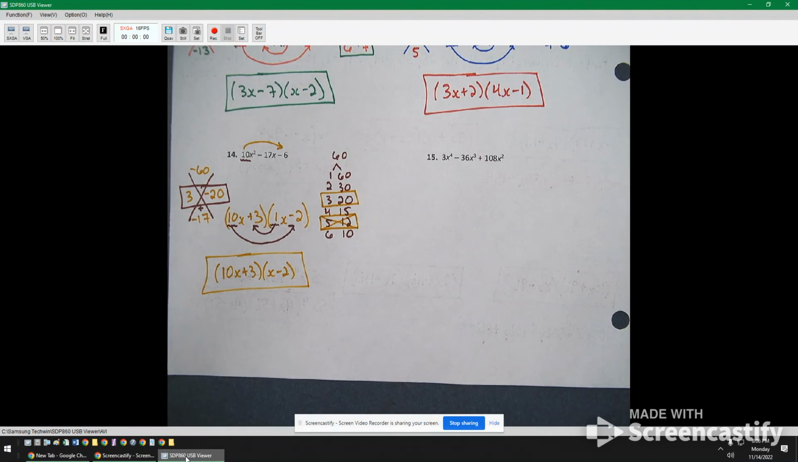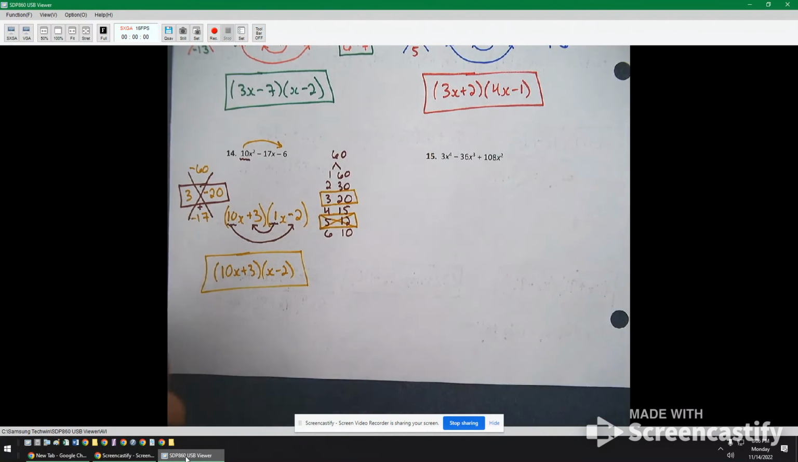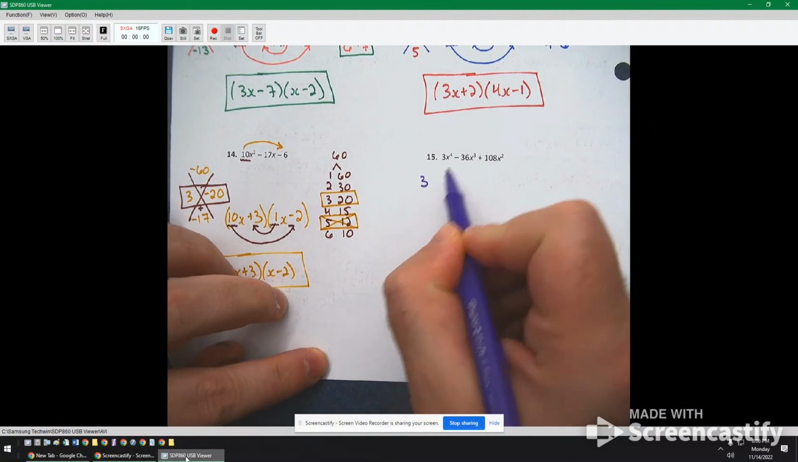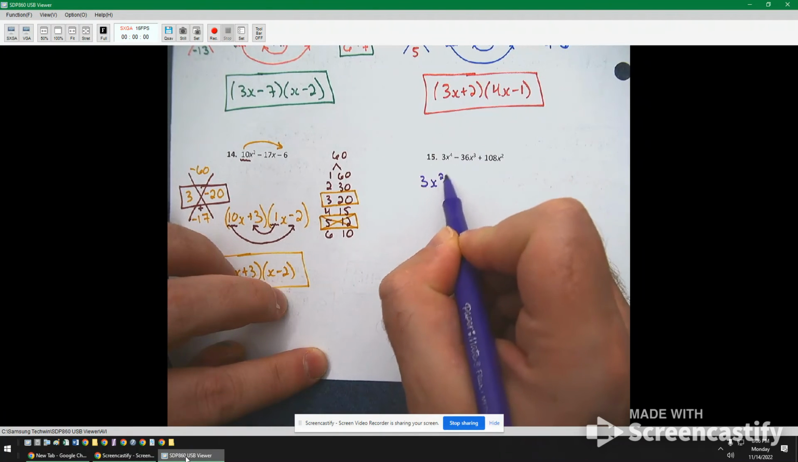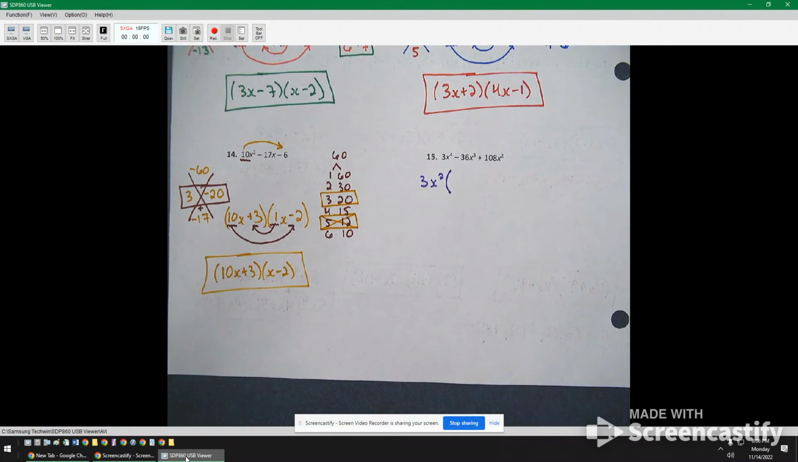Hopefully you thought that I could take out something in common. Everything here is divisible by 3, and everything has at least 2 x's. If you forgot that part, I would encourage you to pause again here and try to write what's left behind.